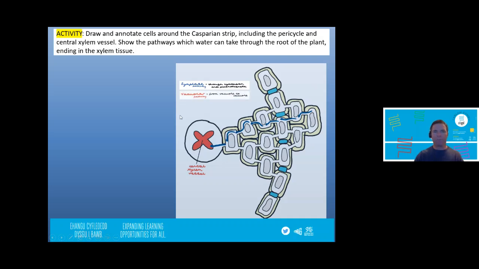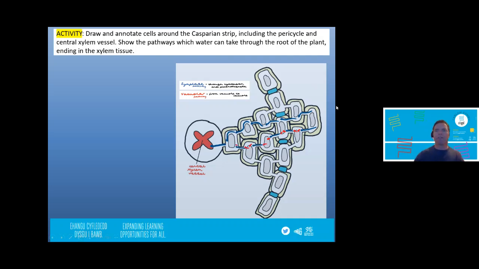Okay, the next one I'm going to refer to is the vacuolar pathway. Now, often we refer to the vacuolar pathway as transport of water from vacuole to vacuole. It doesn't really work like that. It's often stated in textbooks that it's movement of water from vacuole to vacuole, but really the vacuolar pathway is just an extension of the symplast pathway.